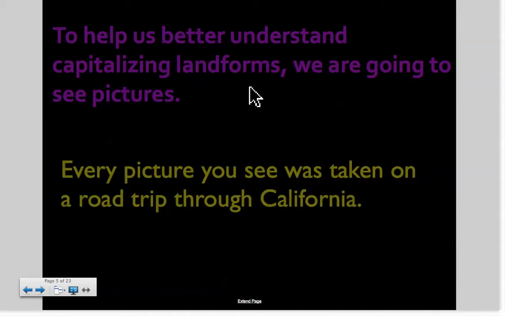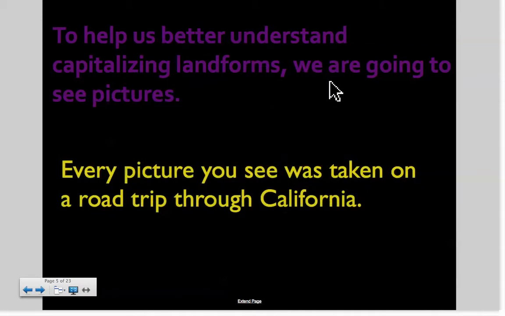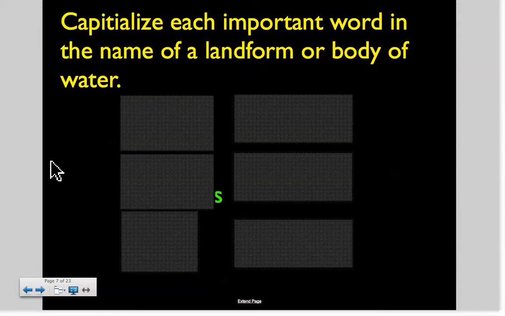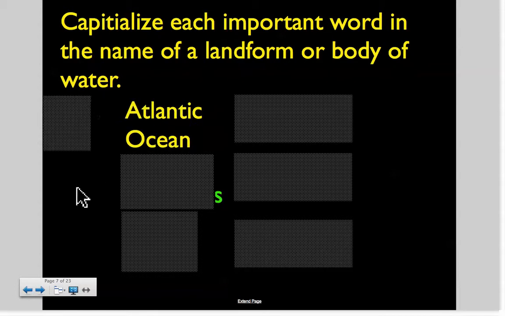To help us better understand capitalizing landforms, we are going to see pictures. Every picture you see was taken on a road trip to California. I hope you're ready for your trip to California. Capitalize each important word in the name of a landform or body of water. Here's exactly how you do that.